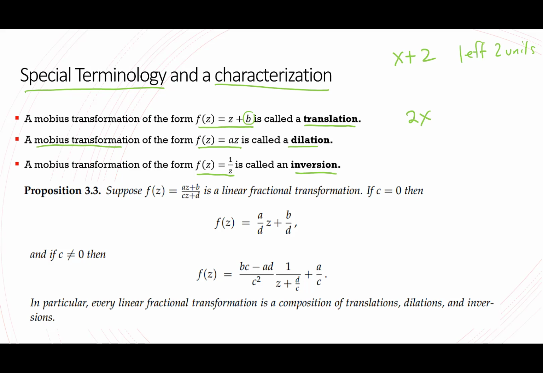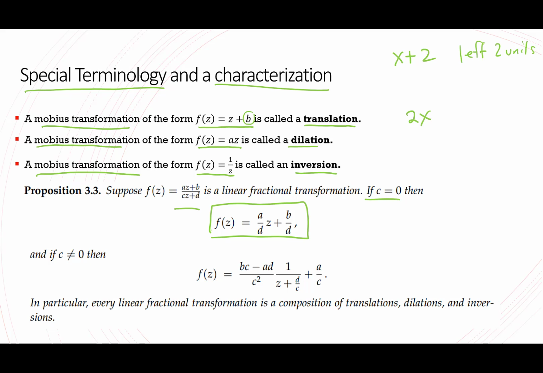Okay, now what does this have to do with our discussion on Mobius transformations? Well, we get the following really cool result. Okay, so suppose f of z equal to (az plus b) over (cz plus d) is a linear fractional transformation. So maybe not a Mobius transformation, but a linear fractional transformation. Okay, if c is equal to 0, then like we saw earlier, our linear fractional transformation is really nice. It's just a linear function, right?